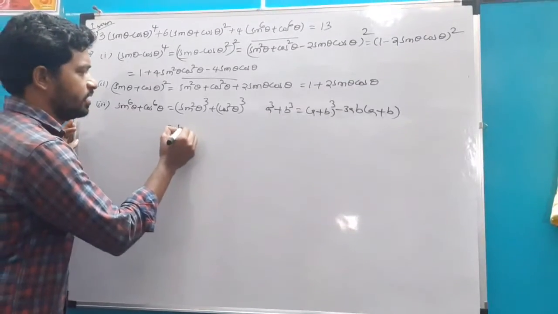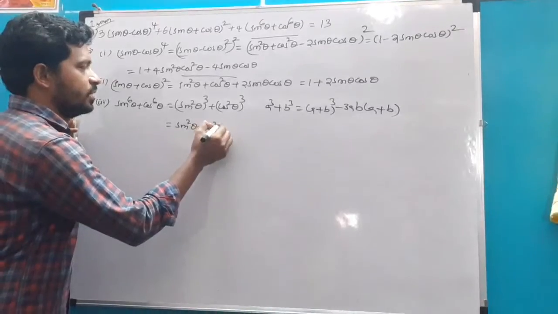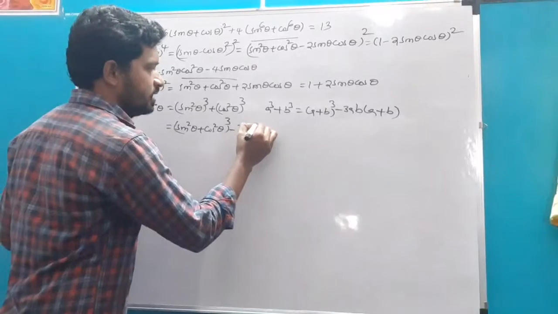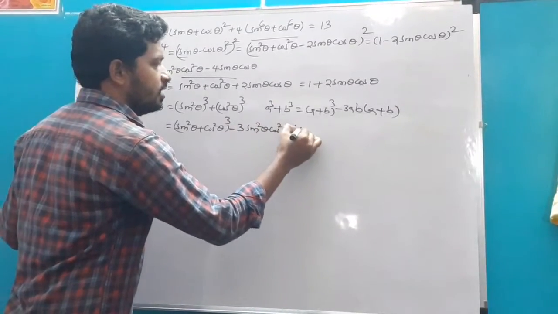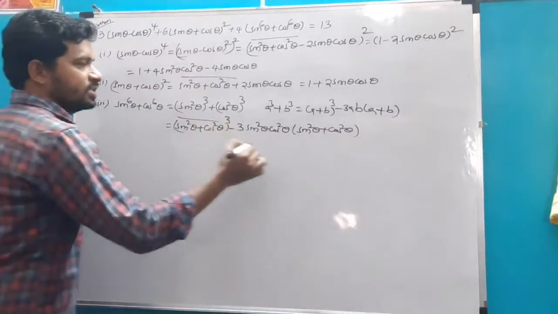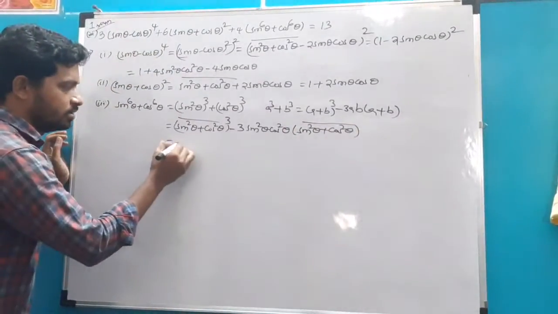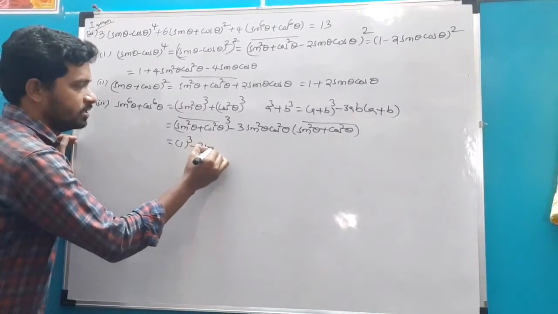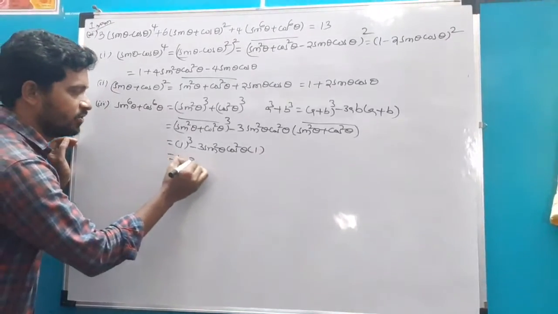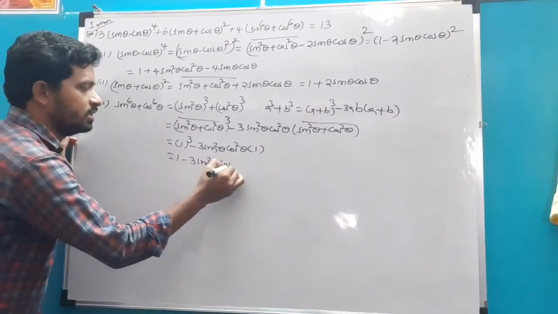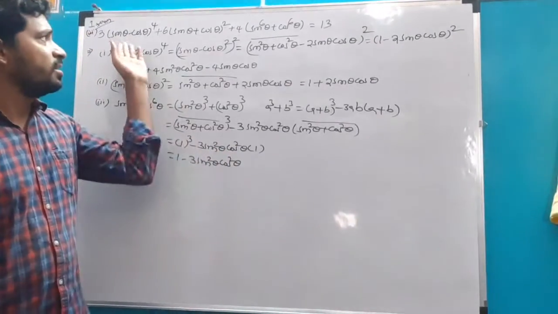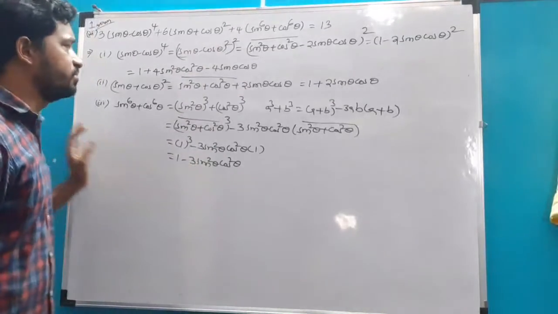Apply that formula here. It will become (sin square theta plus cos square theta) whole cube minus 3 sin square theta into cos square theta of (sin square theta plus cos square theta). So what is the value of sin square theta plus cos square theta? It will become 1. So it will become 1 cube minus 3 sin square theta cos square theta into 1. Then the value will become 1 minus 3 sin square theta cos square theta. Now we have simplified the three terms. Now substitute these three terms in the given question.